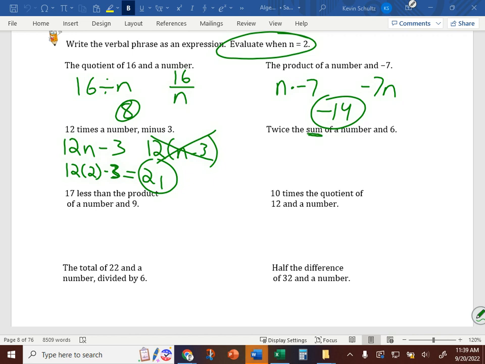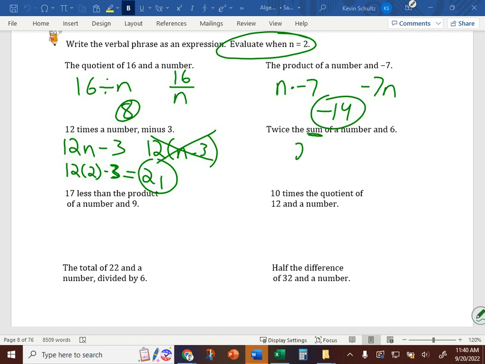What does the word sum mean? Addition. Not just addition, it's more than that. That's the operation, but more specifically, it's the answer to an addition operation, okay? The word sum is more than just like plus, just like product is more than times. Twice the sum means that you need the answer to that addition first.